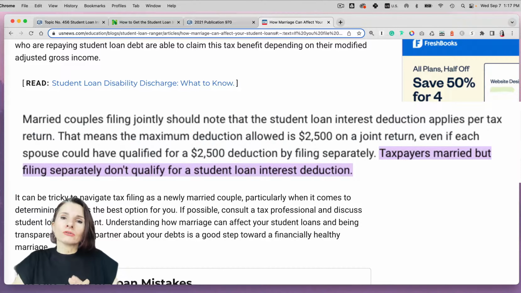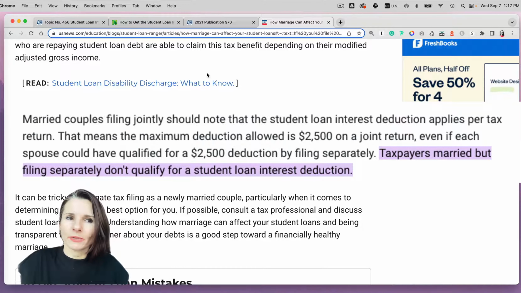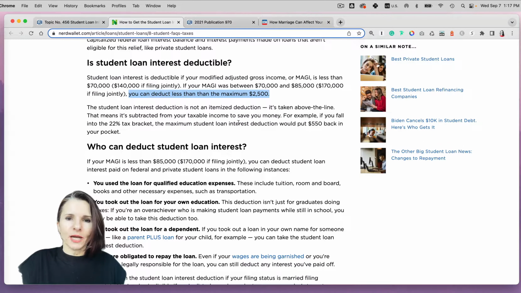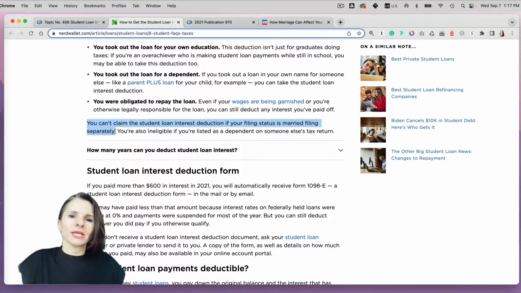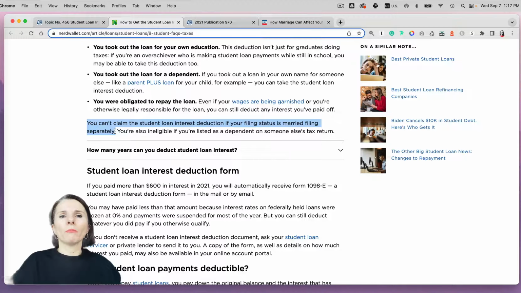Then you're thinking, oh, so maybe I should file married filing separately. Yeah, that's not going to work, because that's one of the things you cannot claim if your filing status is married filing separately. And that's true for many of the education credits and deductions, not just the student loans. So if two of you have student loan interest, and your combined amount is less than $2,500, you can include it. If it's more than that, you'll be limited to that amount. If you try to file married filing separately, you won't be able to claim it at all.